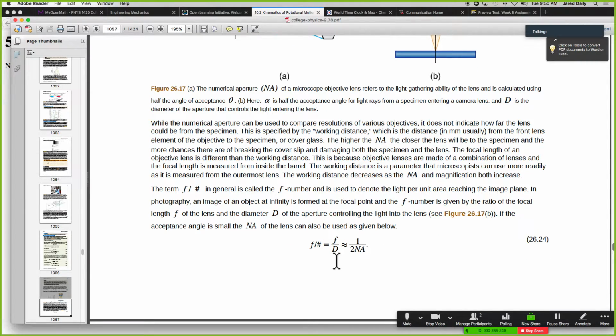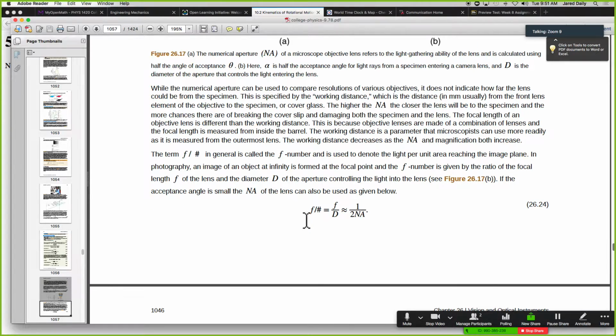Anyway, this is a weird thing here. This term has an F slash and the hashtag thing. That's called the F number or the F stop. In photography, it's usually called the F stop. In microscopy, it's usually called the F number. But this is the focal length divided by the diameter of the lens, which is about equal to 1 over 2 times the numerical aperture in most situations.